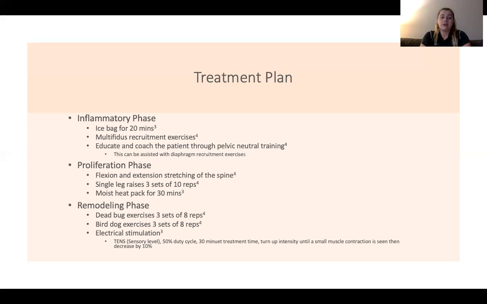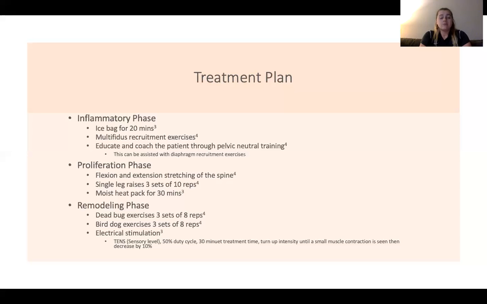During the remodeling phase of healing, we're going to do some dead bug exercises. I recommend 3 sets of 8 reps and some bird dog exercises, also 3 sets of 8 reps. These exercises are good for, in all honesty, recruiting muscles around the entire spine and around the SI joint, and it helps maintain some stability and balance for the patient as well.